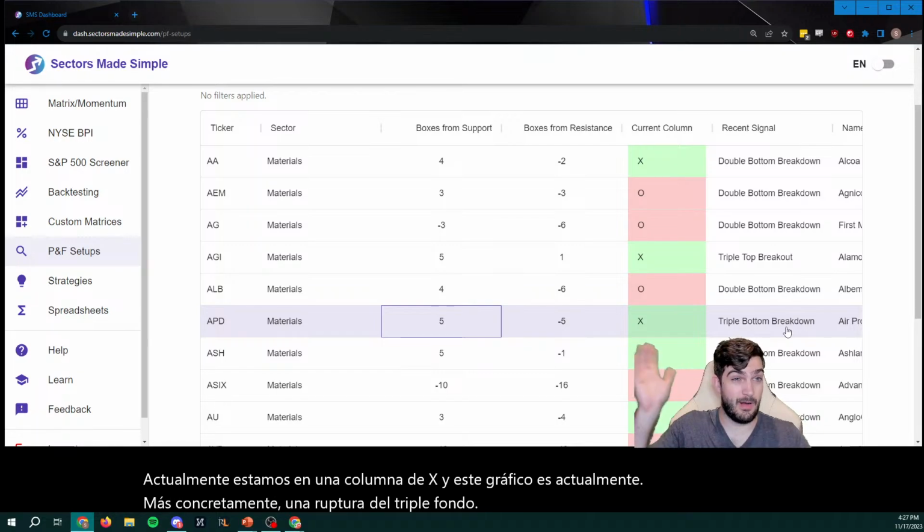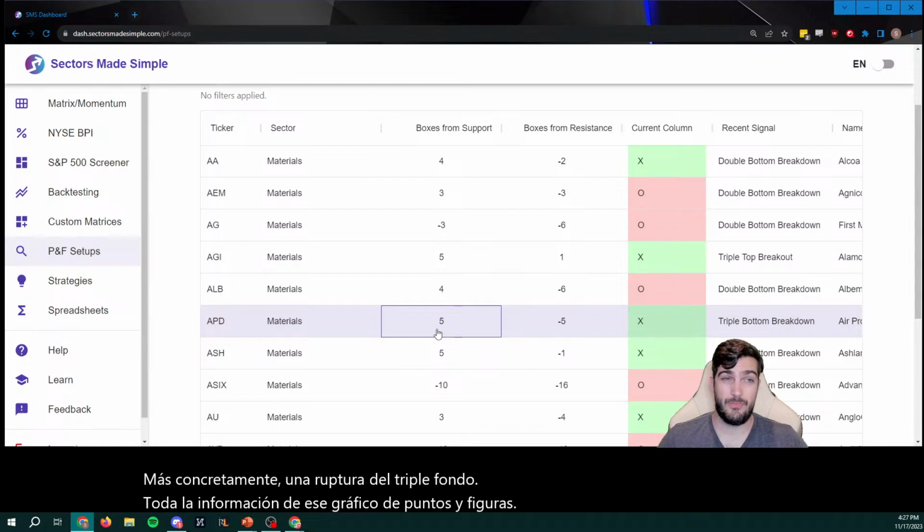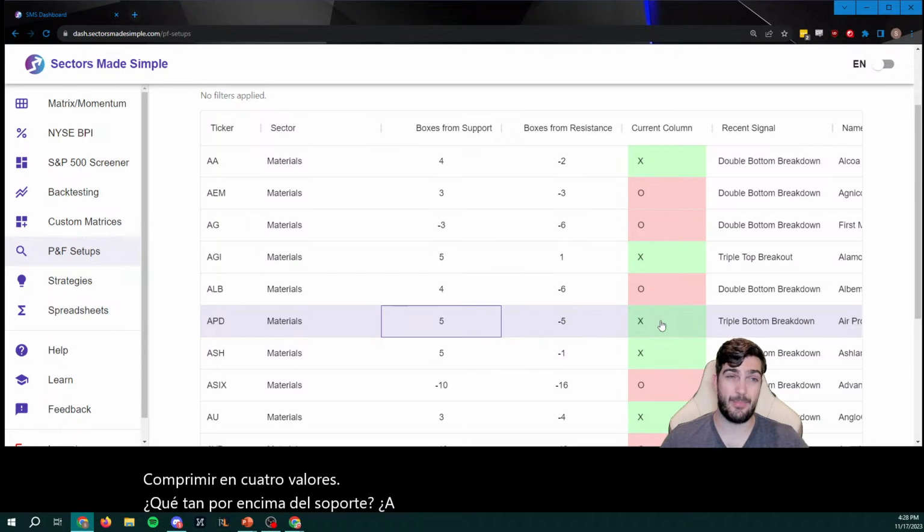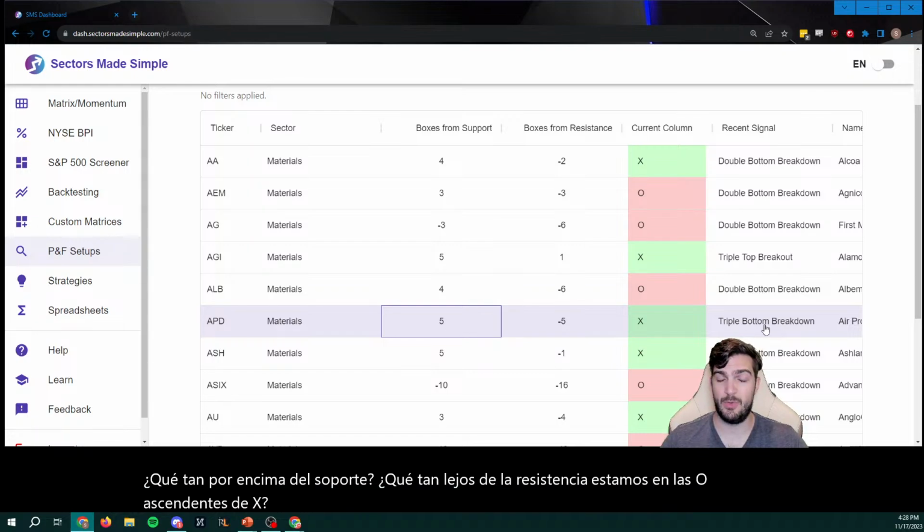So, all of the information of that point and figure chart squished down into 4 values. How far above support? How far above resistance? Are we in upward X's, downward O's? And are we in a buy signal or a sell signal?